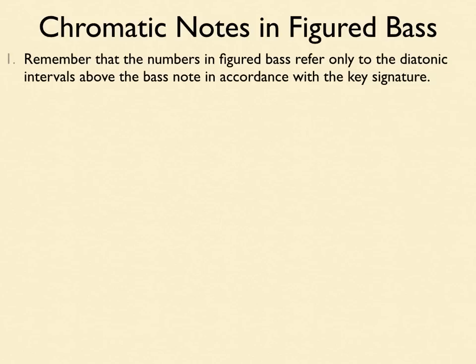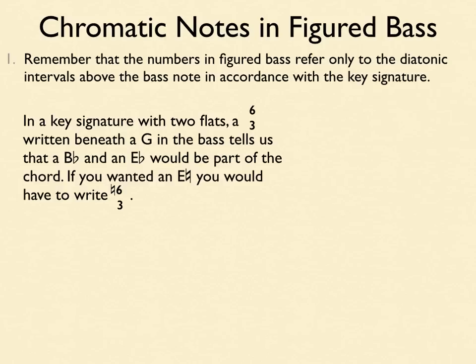So what do we do if we want to indicate a natural, sharp, or flat in a chord? And we want to indicate that in the figured bass. Well, say we're in a key signature with 2 flats. If you have a 6/3 written beneath a G in the bass, that tells us that there will be a B flat and an E flat above that G bass note.